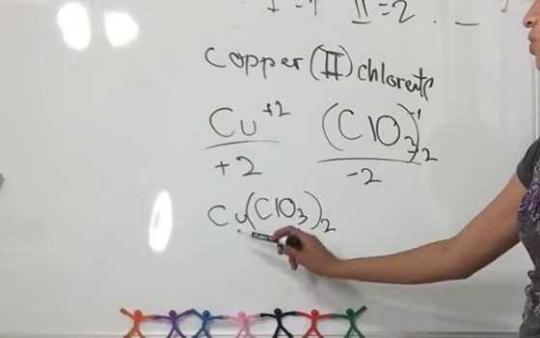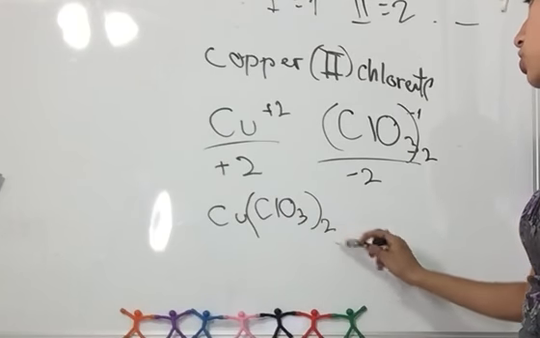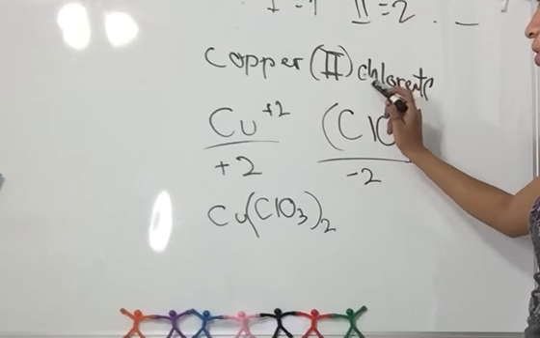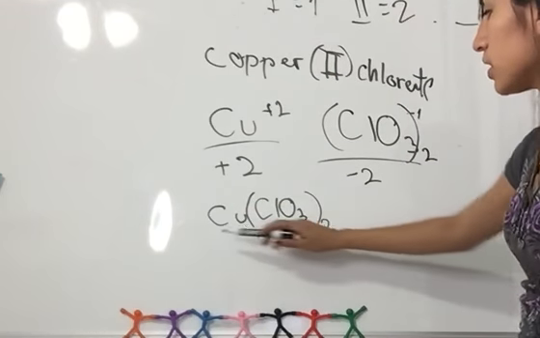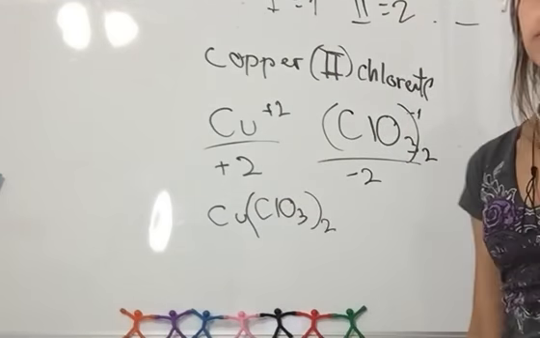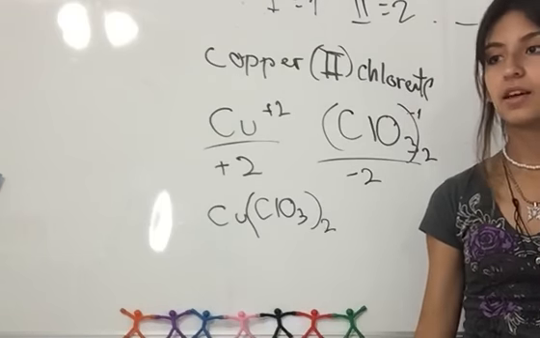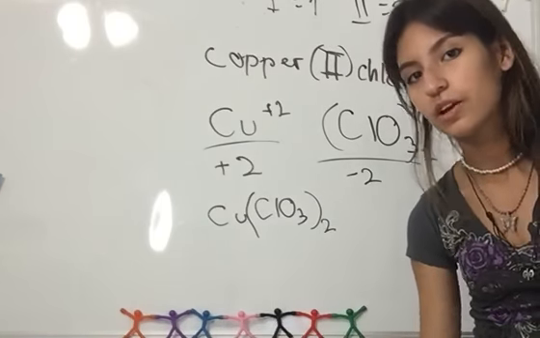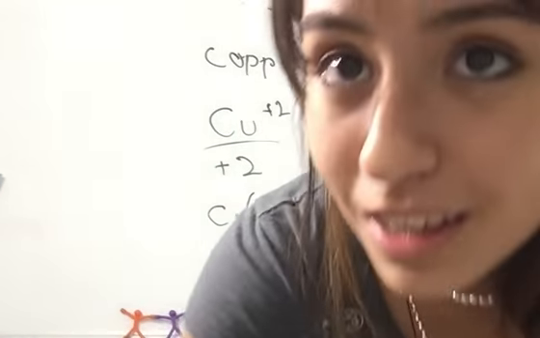So Cu(ClO3)2 is the same thing as copper (II) chlorate. Copper in this formula has a charge of 2. And that's how you write formulas for ionic compounds.